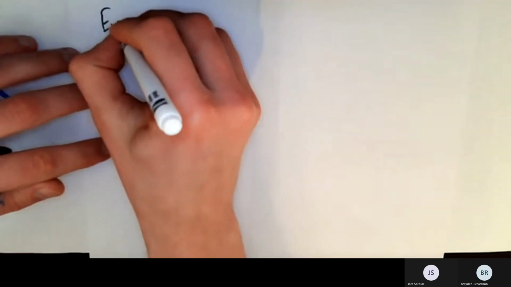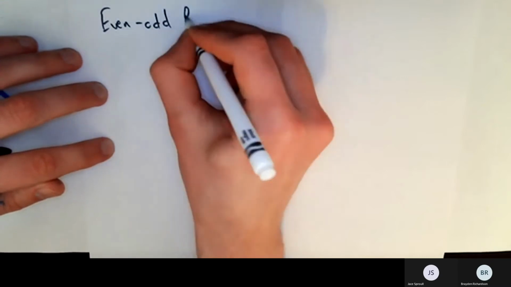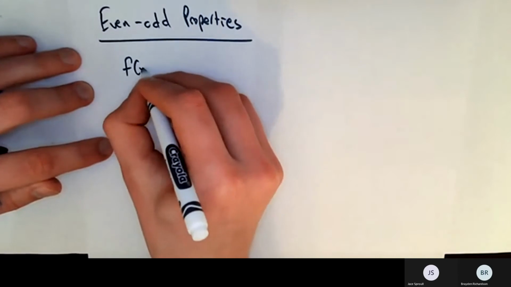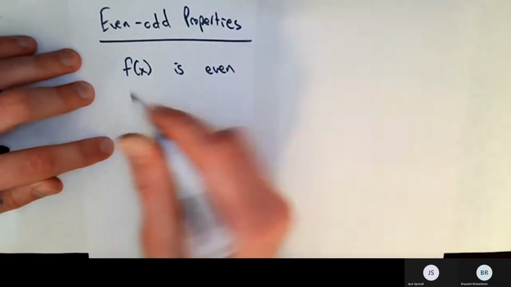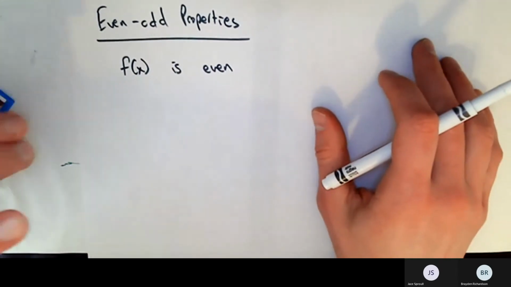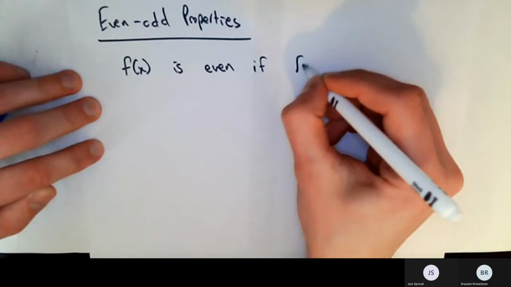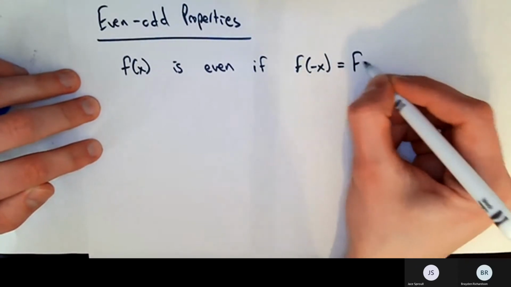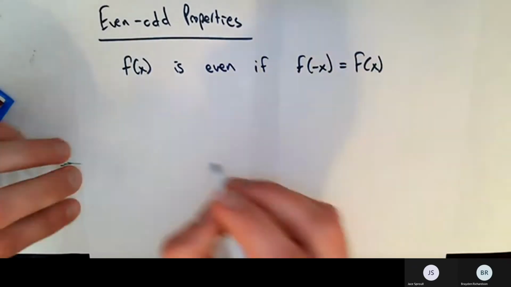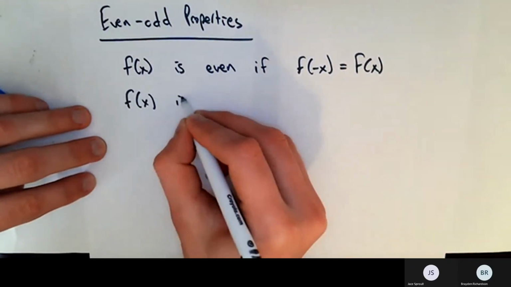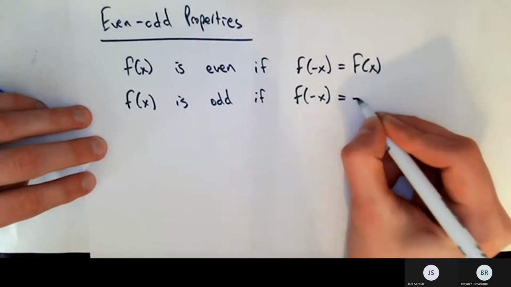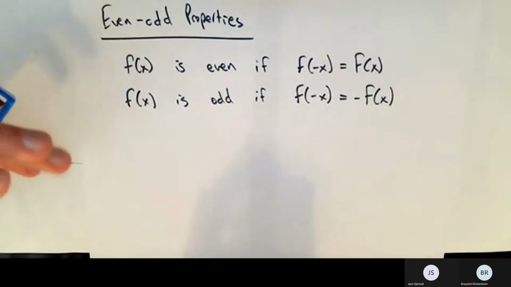Let's talk about some even odd properties. So recall from MS 112 that even or odd is a property of a function. F of x is even if you give it a negative value and it just absorbs that negative and says nope, no change. F of x is odd if f of negative x, you can pull the negative on the outside.